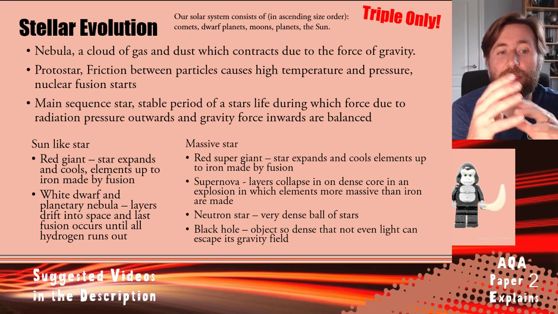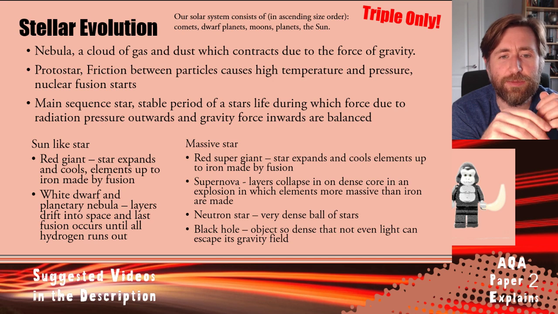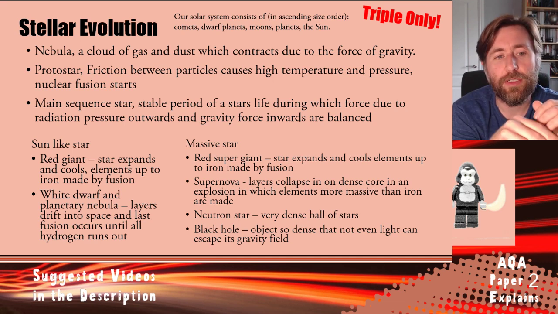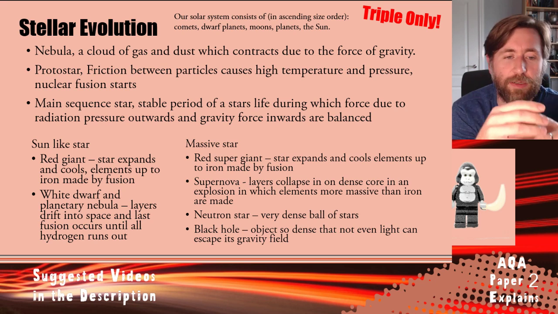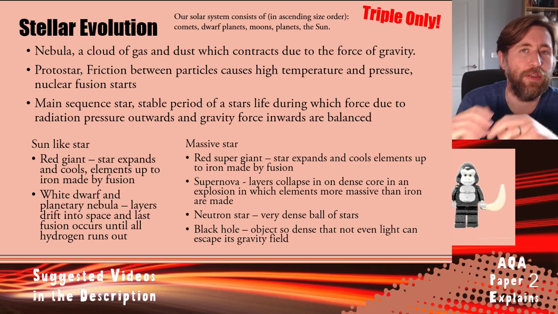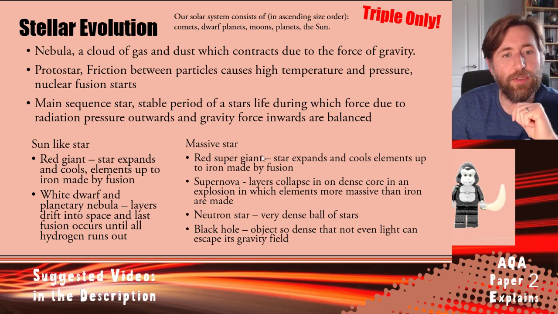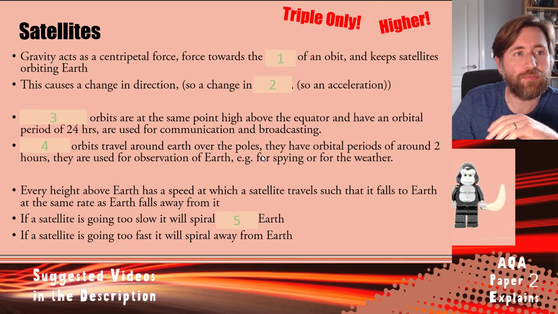After that, you can get a neutron star, which is just a very dense ball of, it should say neutrons, I apologize, or a black hole if there is enough mass. And a black hole is an object that's so dense that not even light can escape its gravity field. So that's why it's black.